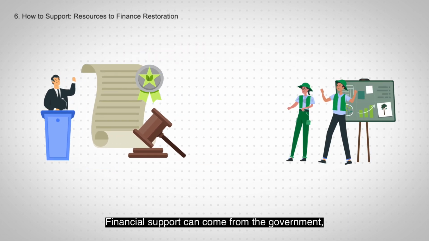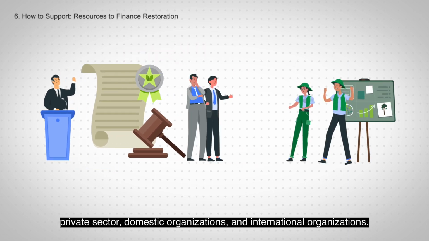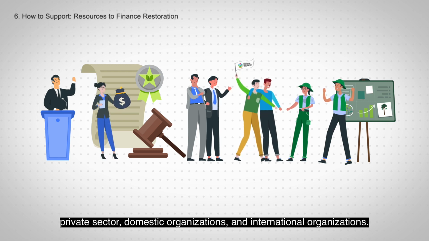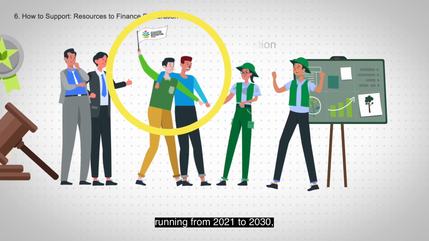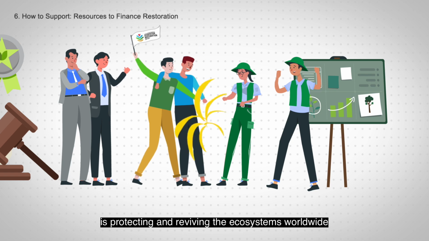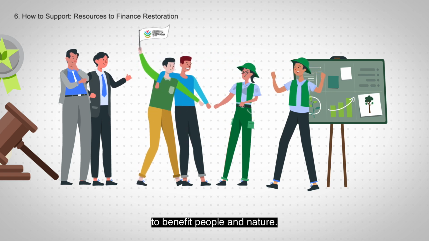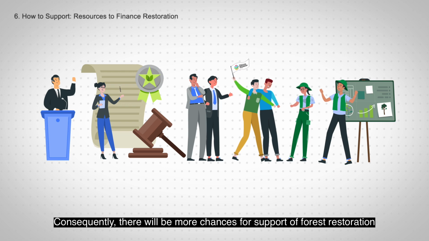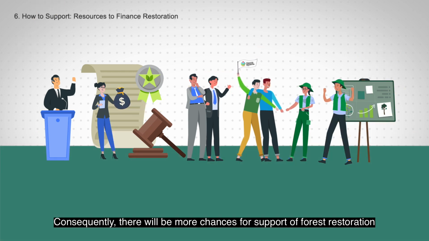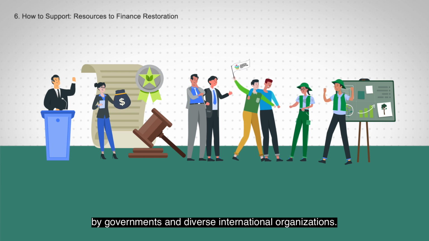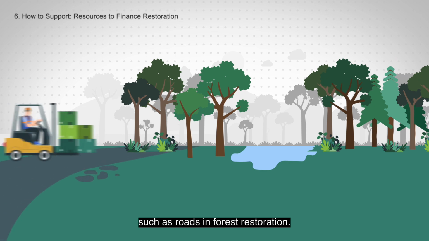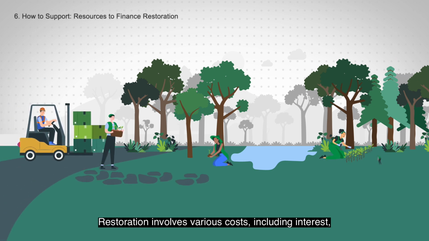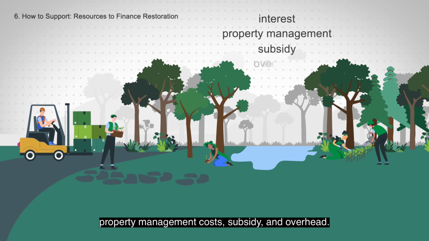Financial support can come from the government, private sector, domestic organizations, and international organizations. In particular, the UN Decade on Ecosystem Restoration, running from 2021 to 2030, is protecting and reviving the ecosystems worldwide to benefit people and nature. Consequently, there will be more chances for support of forest restoration by governments and diverse international organizations. Financial support can be provided for infrastructure such as roads and forest restoration. Restoration involves various costs, including interest, property management costs, subsidy, and overhead.